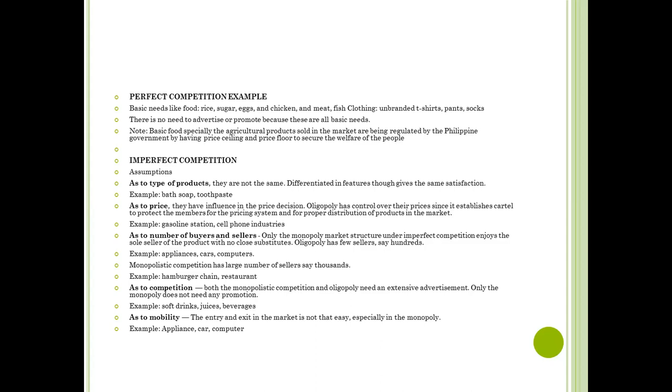Another assumption is as to competition. Both monopolistic competition and oligopoly need extensive advertisement. Only the monopoly does not need any promotion. Examples of products are soft drinks, juices, and beverages. Another assumption for imperfect competition is as to mobility. The entry and exit in the market is not that easy, especially in the monopoly. Examples again are appliances, cars, and computers. So these are the assumptions for imperfect competition.